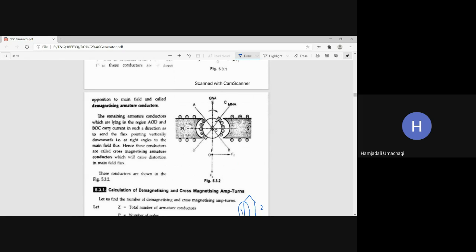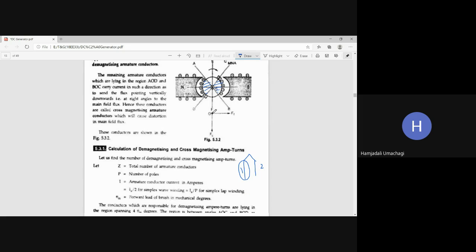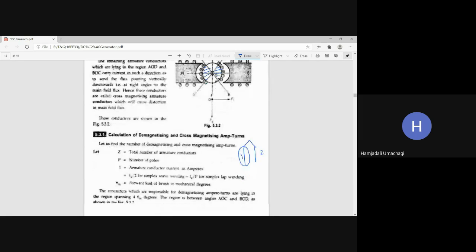Once again, theta m, theta m, theta m, theta m. Altogether here also it is 4 theta m only. So this much amount of the area of the armature conductors is responsible for cross magnetizing, whereas this much amount of the area of the armature conductors is responsible for the demagnetizing effect. Altogether this will be giving us the armature reaction effect.